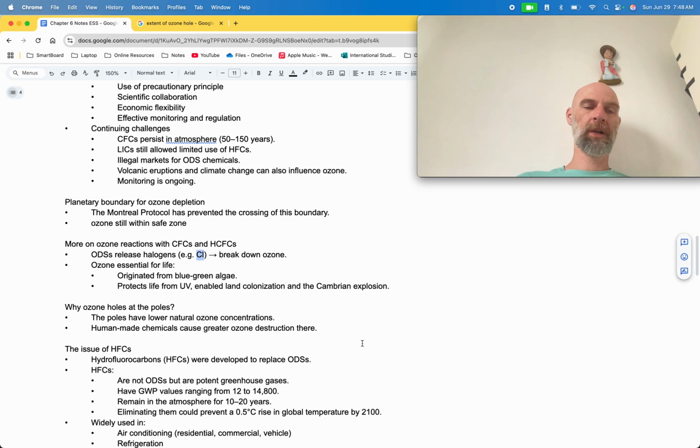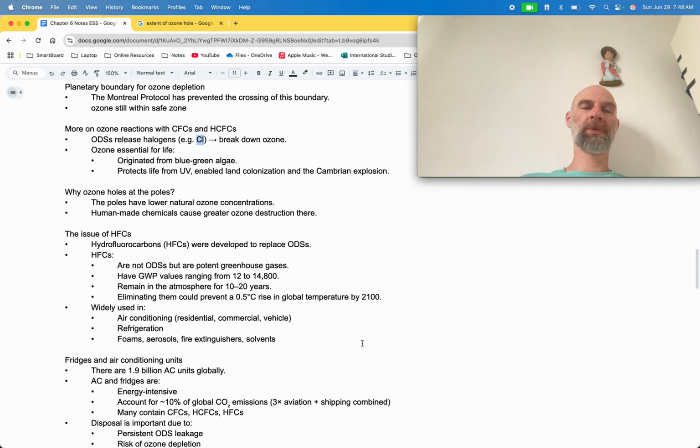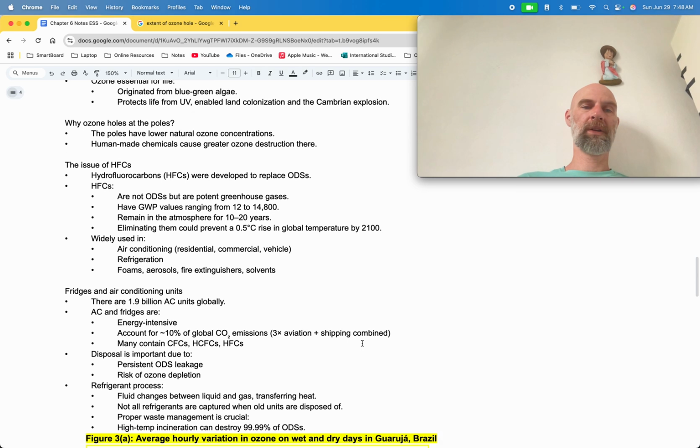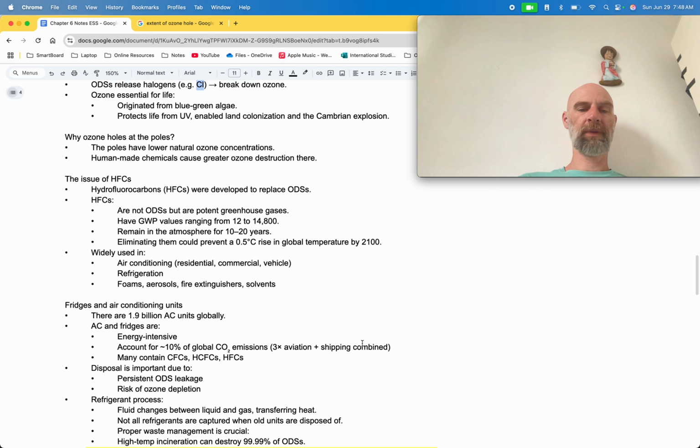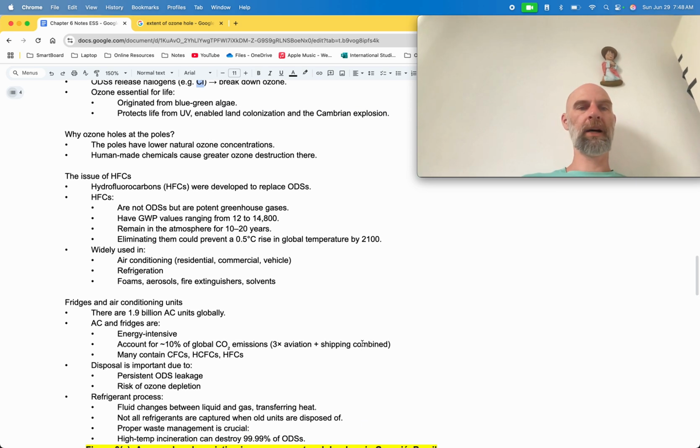So, why ozone holes at the poles? All right, we'll get to that. The poles have lower natural ozone concentration, and human-made chemicals cause greater ozone reduction there. It's just the way it is. It's thinner there, so guess what? It's going to break through first.